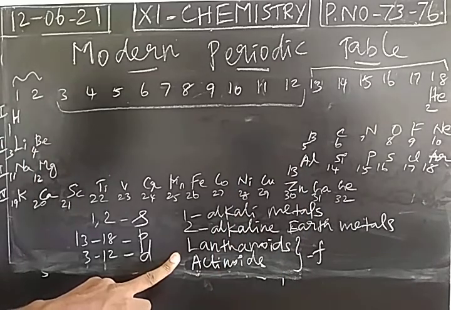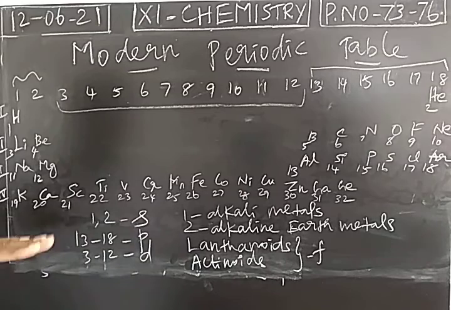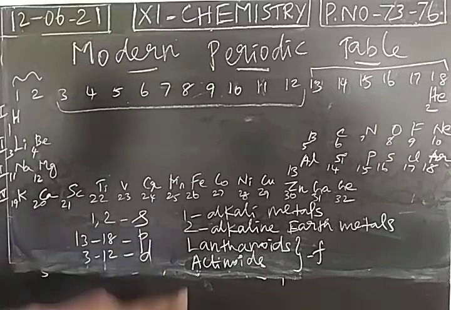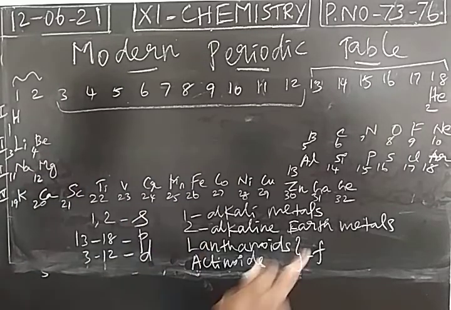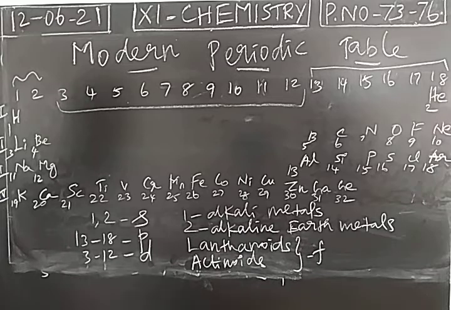Last two periods. After the 7th period, there are two separate periods. There are lanthanides and actinides. They are called F block elements or inner transition elements. Why do we have to use these letters S, P, D, F? We have 4 types of orbitals. So the last orbital will be S orbital in group number 1 and 2. In 13 to 18, the last orbital will be P orbital. In 3 to 12, the last orbital will be D. When you take lanthanides and actinides, the outermost or last orbital will be F orbital.